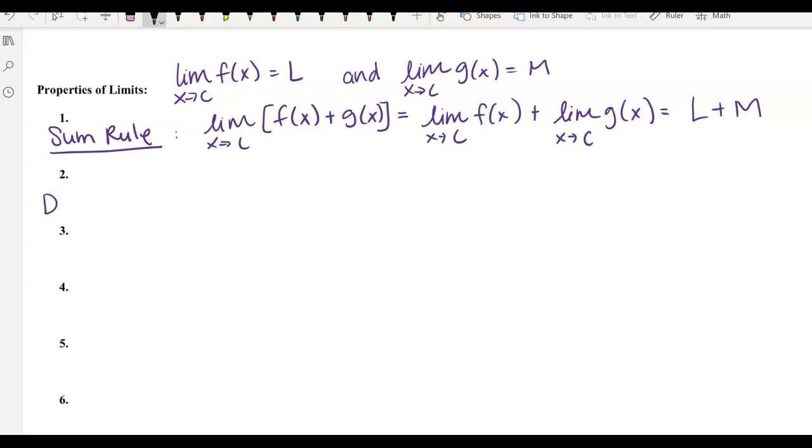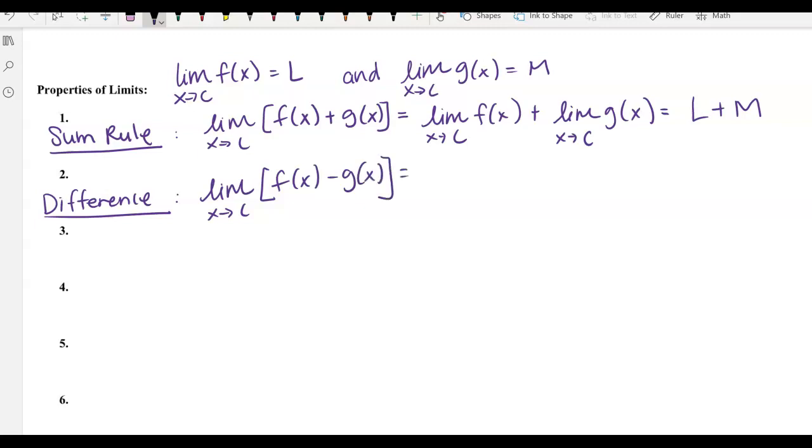It's going to be similar when we subtract the 2 functions. So the limit as x approaches c of f of x minus g of x. Again, if that's too difficult for you guys to find them together, then find them independently and then subtract.